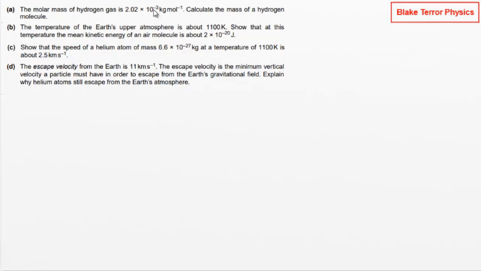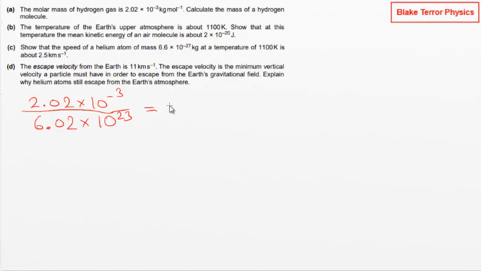So for part A, they've given us the molar mass of hydrogen gas. We need to calculate the mass of a hydrogen molecule. The molar mass is the mass for Avogadro's constant number of molecules. So if we divide this 2.02 times 10 to the minus 3 kilograms per mole by the number of molecules in a mole, we're going to get our mass per molecule. So what is that coming out at?